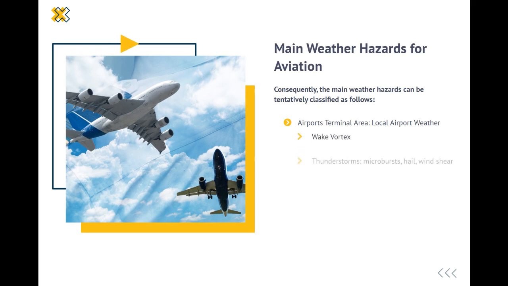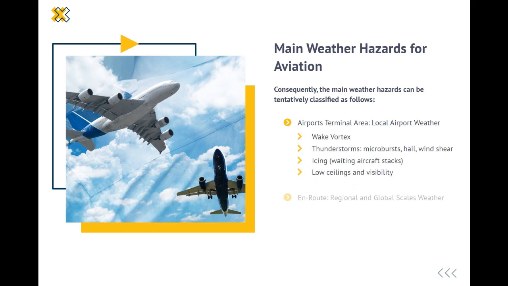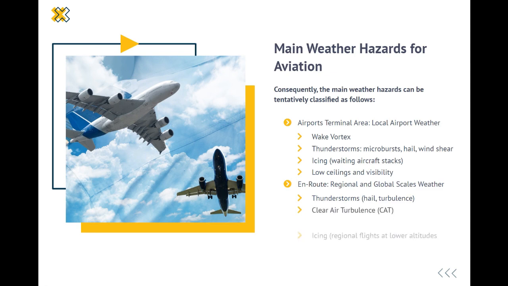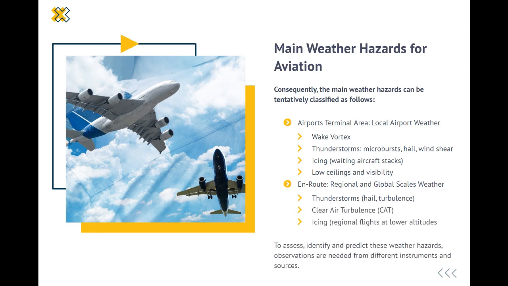Consequently, the main weather hazards can be tentatively classified as follows: airport's terminal area, local airport weather, wake vortex, thunderstorms, microbursts, hail, wind shear, icing, waiting aircraft stacks, low ceilings and visibility; en route, regional and global scales weather, thunderstorms, hail, turbulence, clear air turbulence, CAT, icing, regional flights at lower altitudes.